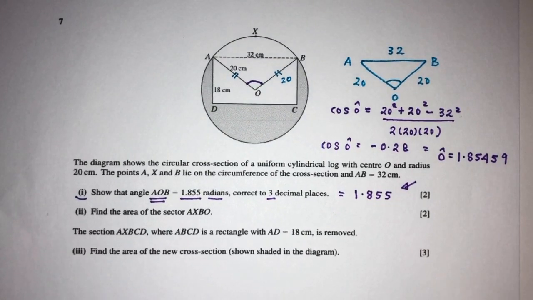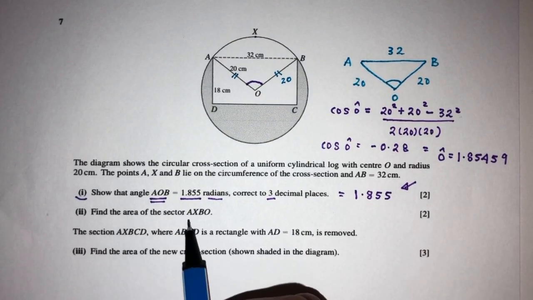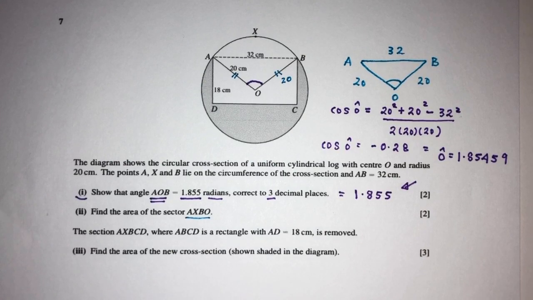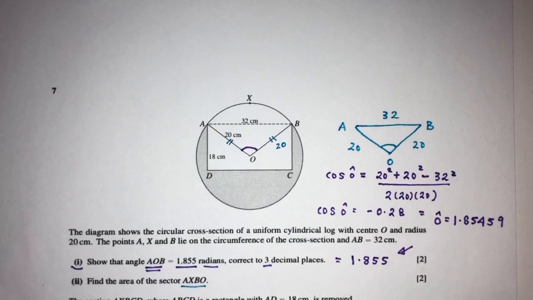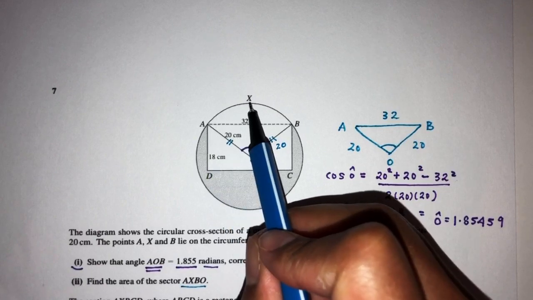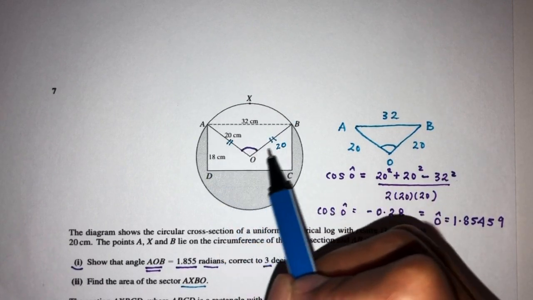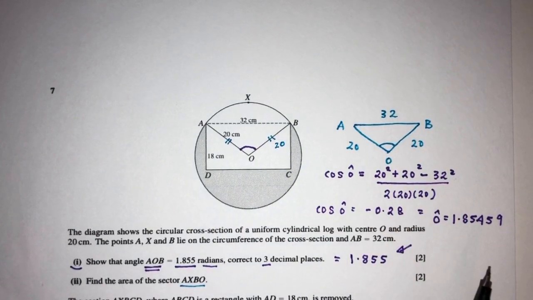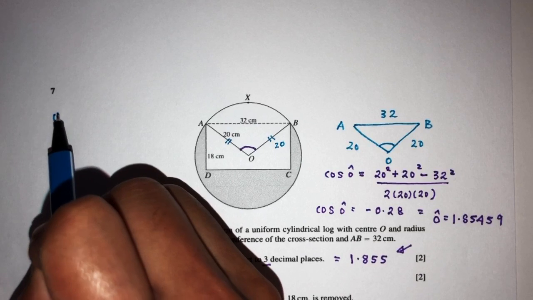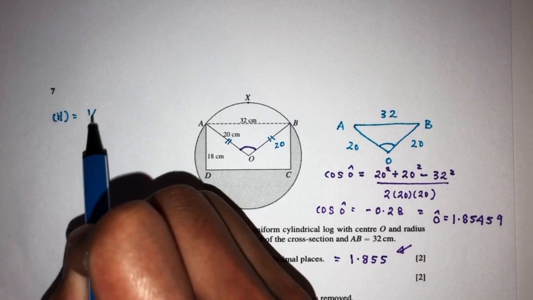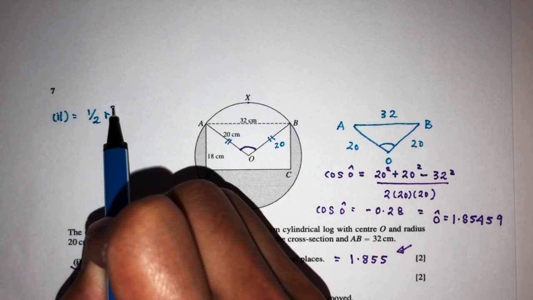Now for part 2, we have to find the area of sector AXBO. So first thing is, where is AXBO? As we can see, A is here, X, B, O. So we have to find the area of this whole thing. Now usually, how do you find the area of a sector? So we know we have to use the formula that we know. Area of a sector is equal to half r squared theta.